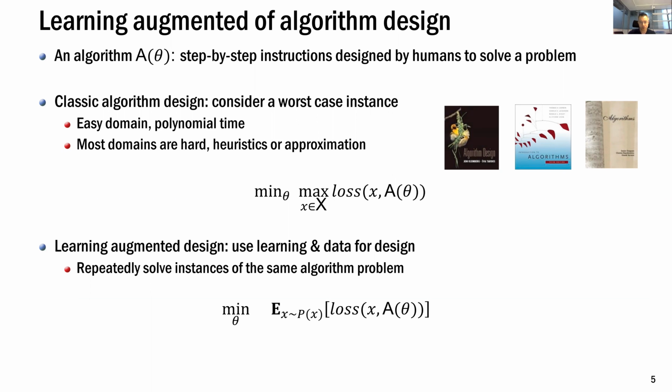Put simply, suppose you have a space of problem instances X. You pick a particular problem instance from the space of problem instances, and your algorithm is to produce a solution, and there's a way to measure the quality of the solution using this loss function. In traditional algorithm design, you try to find an algorithm, or the parameters of the algorithm, which performs well, or the loss is small, even for the hardest instance, the worst case.